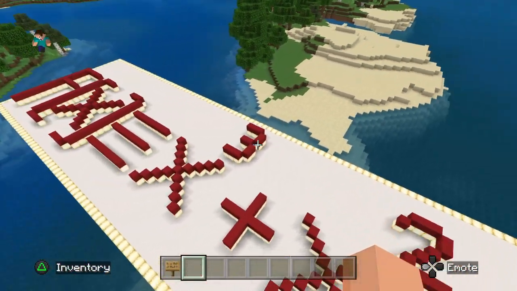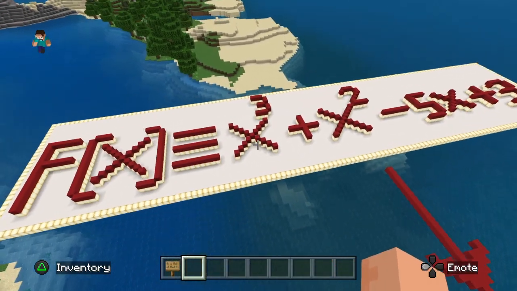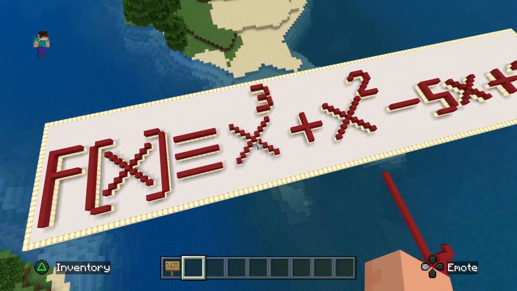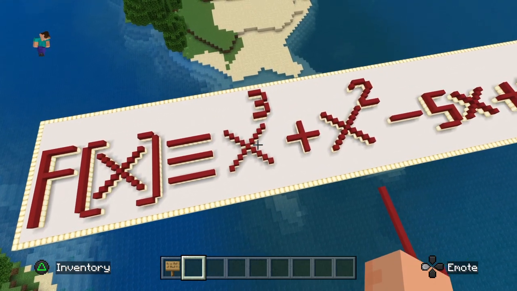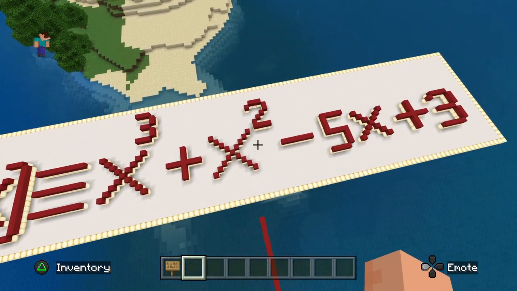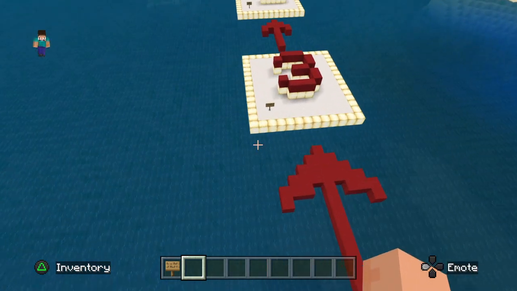This is my Unit 5 project for Miss Gordy's class. And this is the polynomial function I was given. So as you can see, I got x cubed plus x squared minus 5x plus 3. So let's go down here.